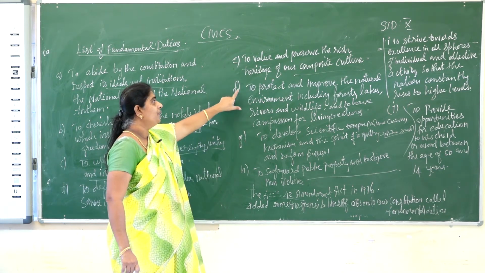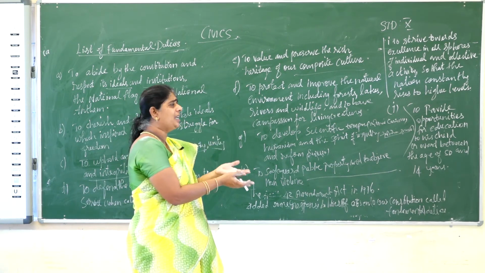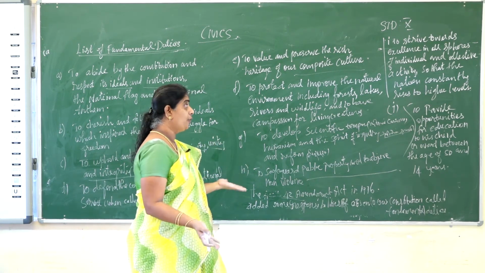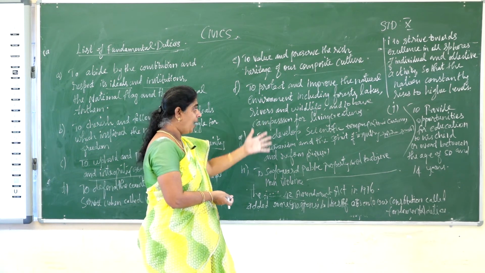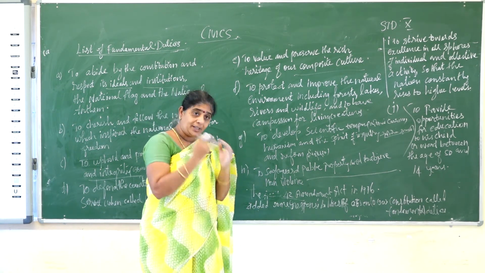That is another one. And next, to protect and improve the natural environment. What is the natural environment, our surroundings? That is forests, lakes, rivers, wildlife, and what do we have to do? We have to protect them.